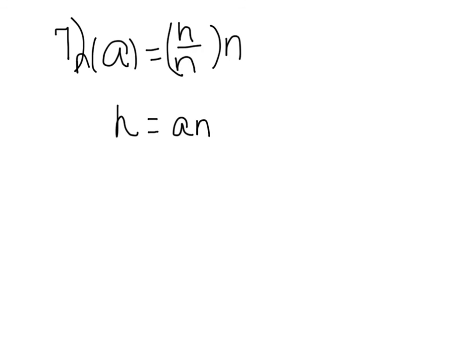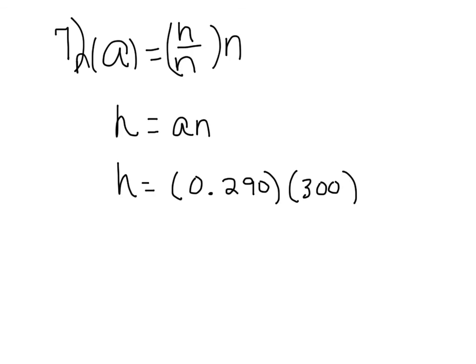If the batter has a batting average of .290 and has been at bat 300 times, how many hits does the batter have? So we would just take A, which is the average, 0.290, times the N, times at bat, which is 300. So how many hits does the batter have? The number of hits would be 87.